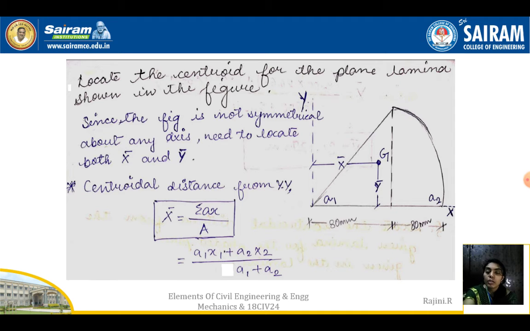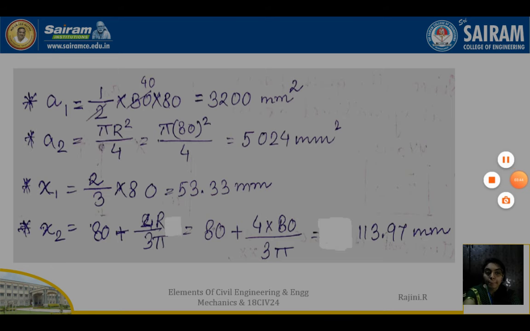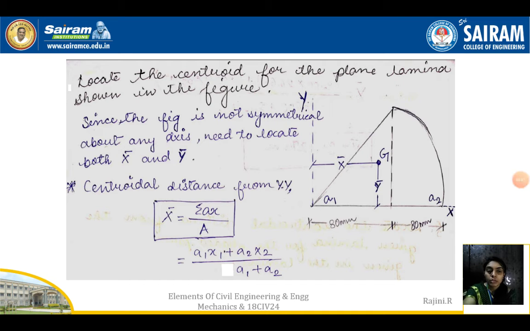Here you can go for either x bar or y bar. I am going for x bar first. So what is the x bar formula? That is summation of ax divided by a. But you are keeping the reference as y. That is important: if you are finding x bar, y is the reference; if you are finding y bar, x is the reference line. You need to mention that here.